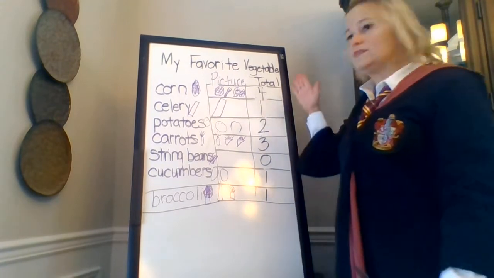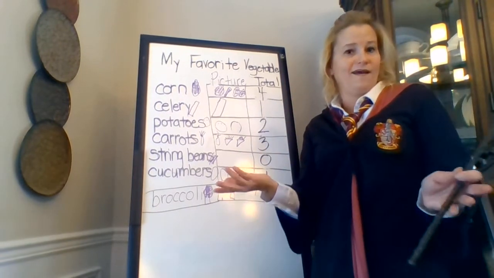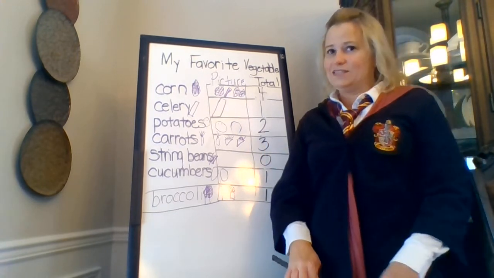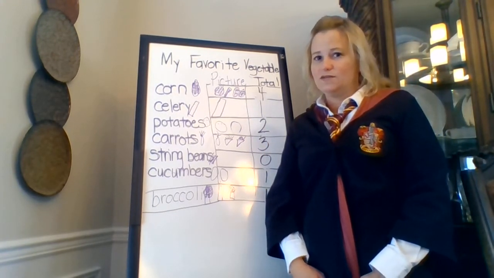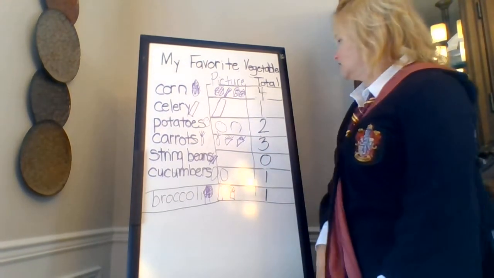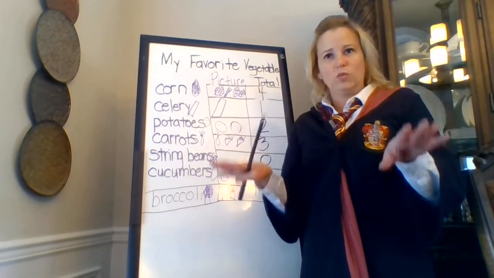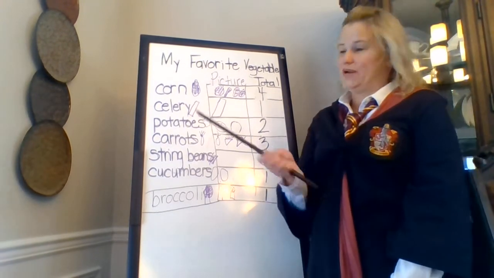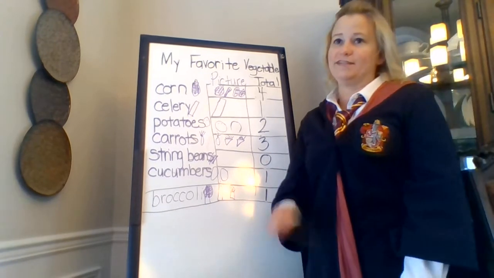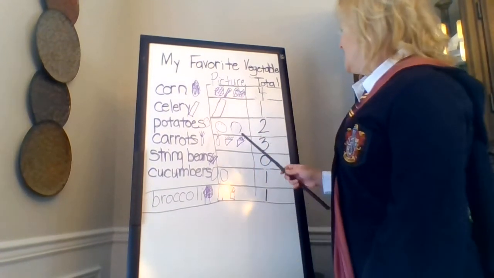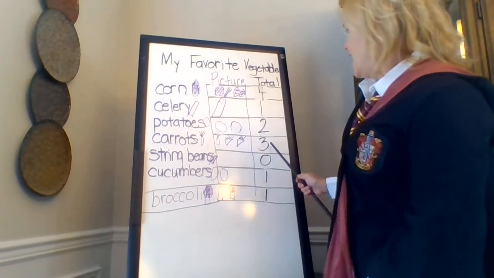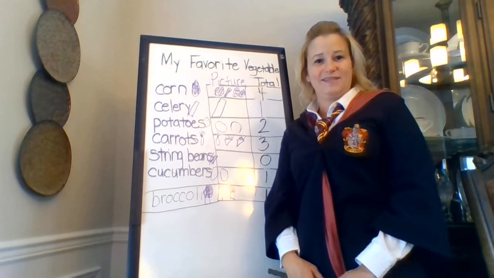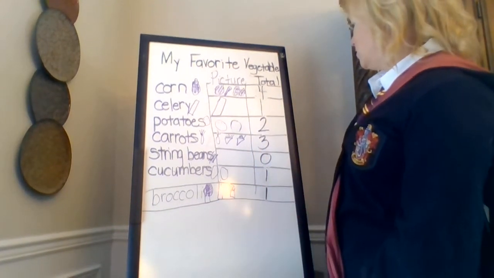So what was the most popular vegetable, everyone? Corn. 1, 2, 3, 4 votes. What was the least popular? String beans. 0 votes. After corn, which was the class favorite? Carrots. Mason, carrots was correct. And DJ, you have to remember to raise your hand. Carrots was next because it had 3. What was the most popular after carrots? Potatoes, because it has 2 votes.